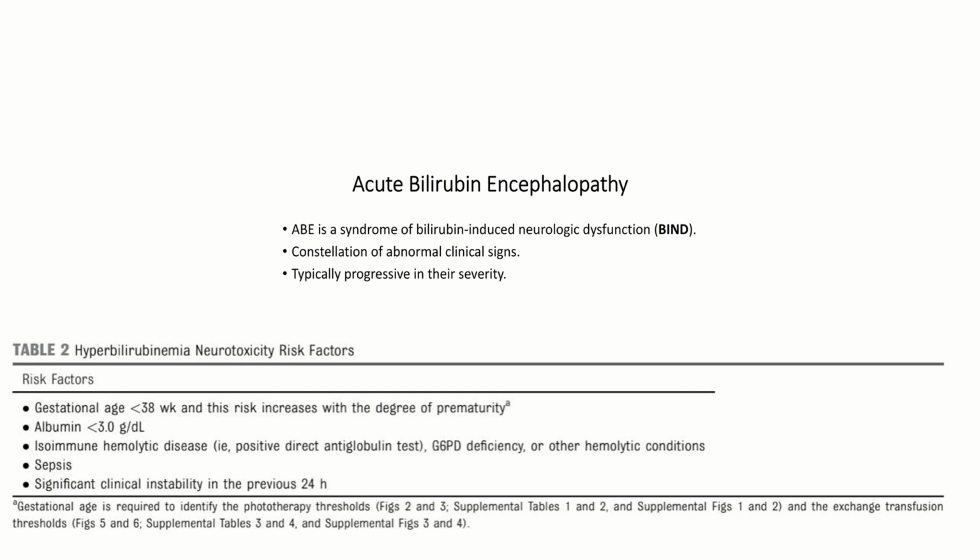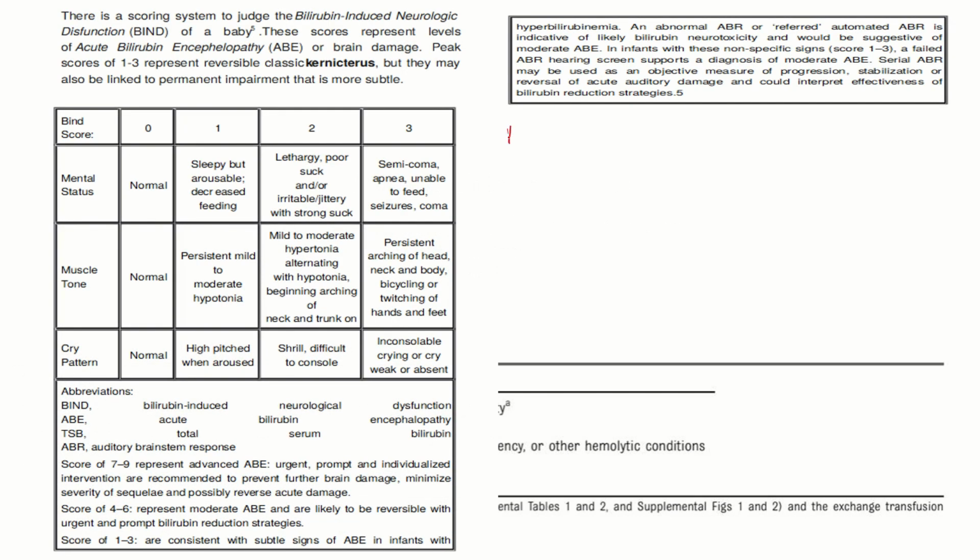Since encephalopathy in a newborn is a little difficult to gauge objectively, we have a scoring system known as the BIND score, or bilirubin-induced neurological dysfunction score, wherein we study the neurological dysfunction based on mentation, muscle tone, or cry pattern. Mentation, muscle tone, or cry pattern. You can remember this either as MMC or Madras Medical College, or as MTC or Malnutrition Treatment Center. I know it looks like a really busy slide, but this scoring system will be more dynamic after we've seen a few kids with ABE.